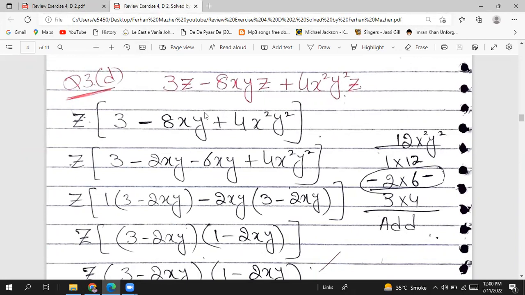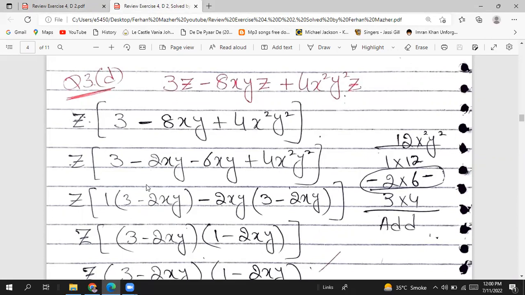So we will choose that pair, which by addition will give you 8. 6 and 2 is that pair. But we want -8, so both of them will be given a negative sign. So when you have to add, you give both the terms in that pair the same sign. Either both of them are given a positive sign or both of them are given a negative sign. Okay, so you will have z square bracket 3 minus 2xy minus 6xy plus 4x squared y squared, square bracket close.